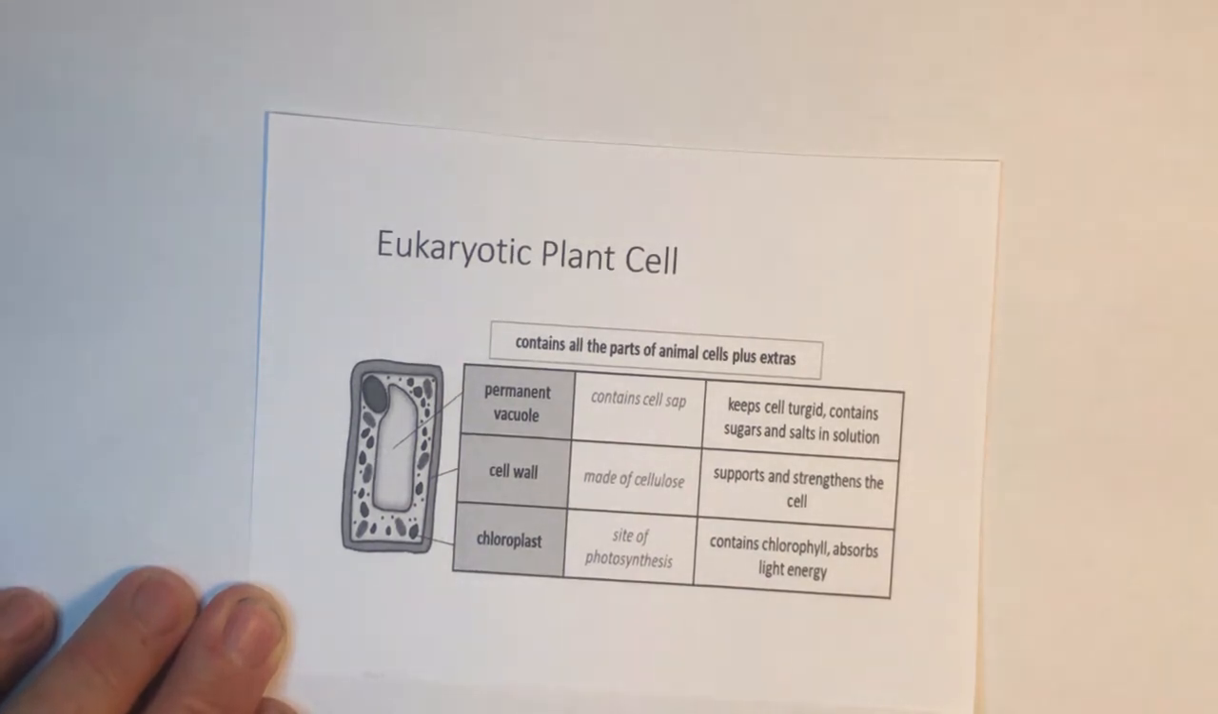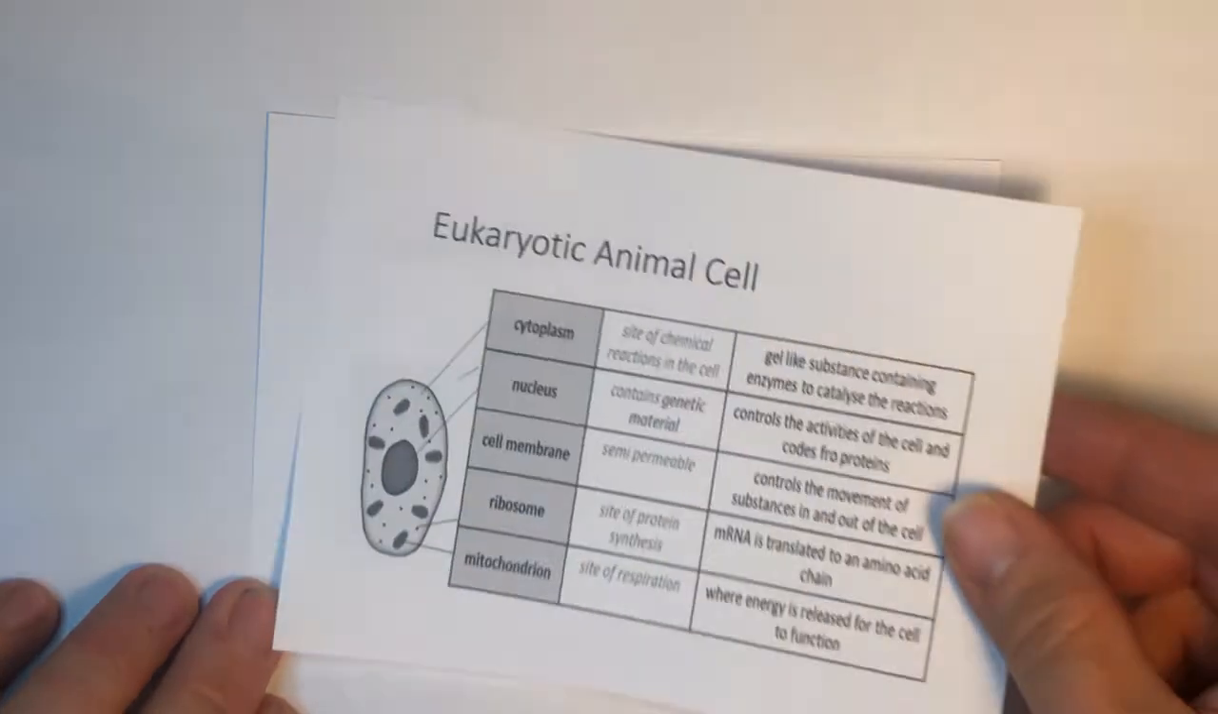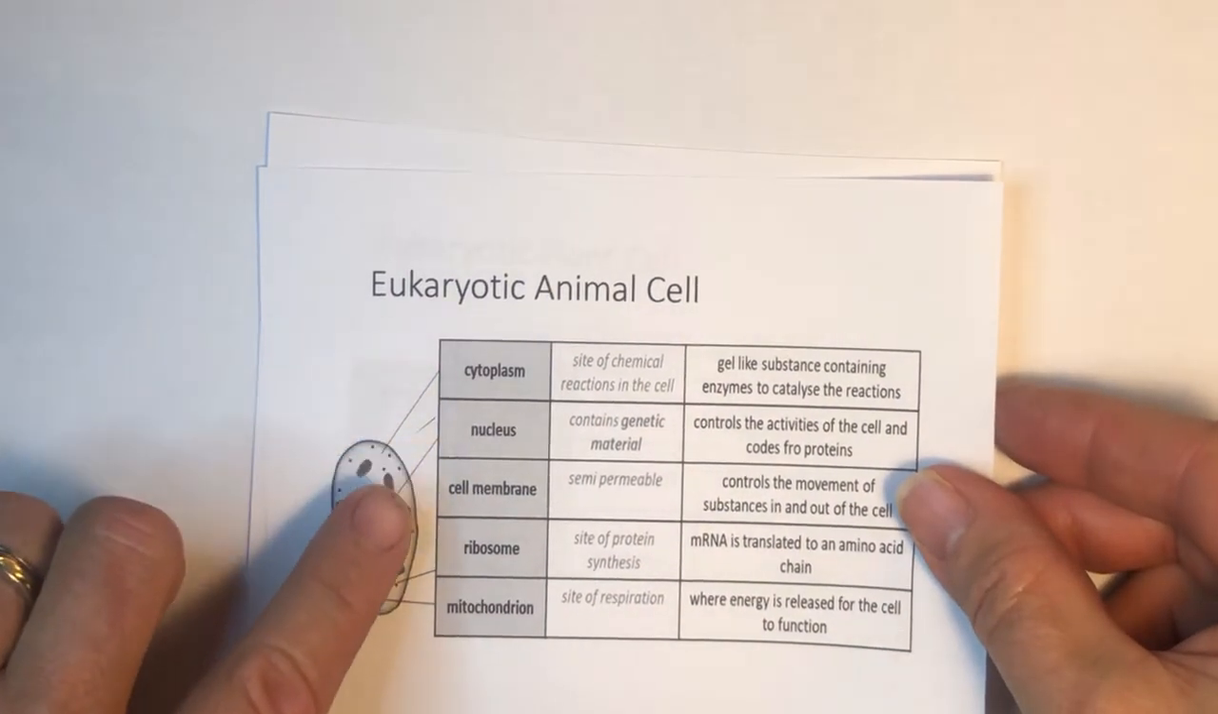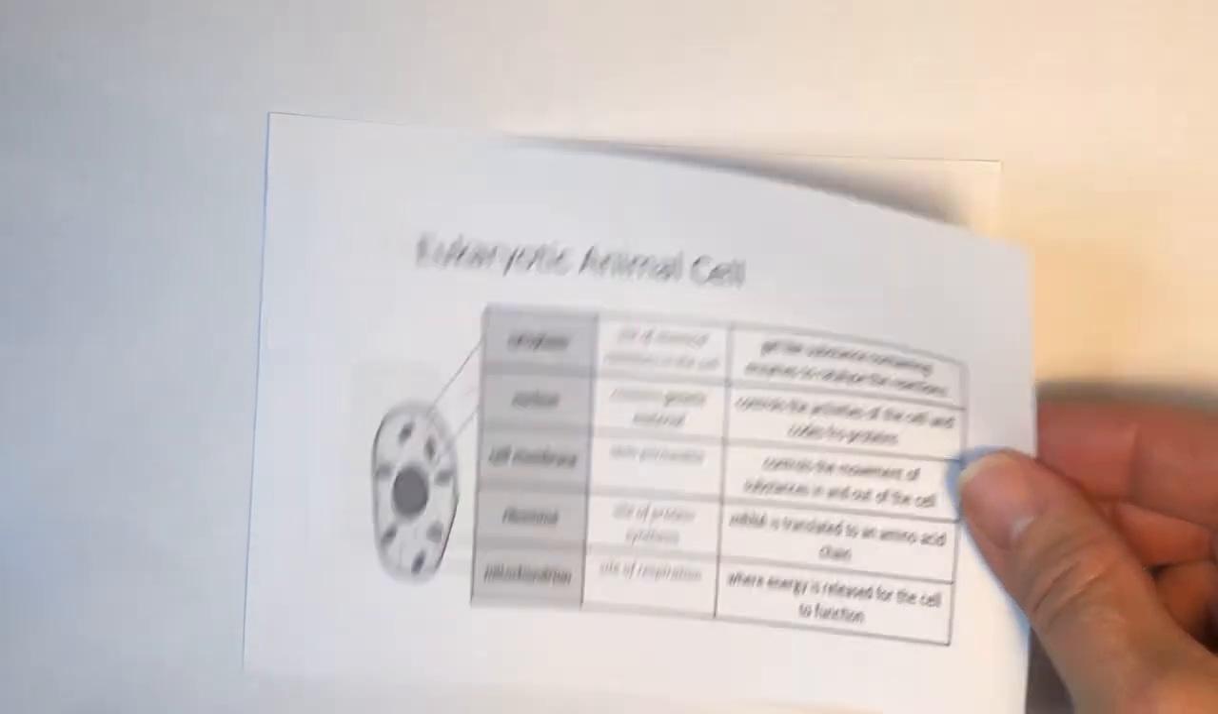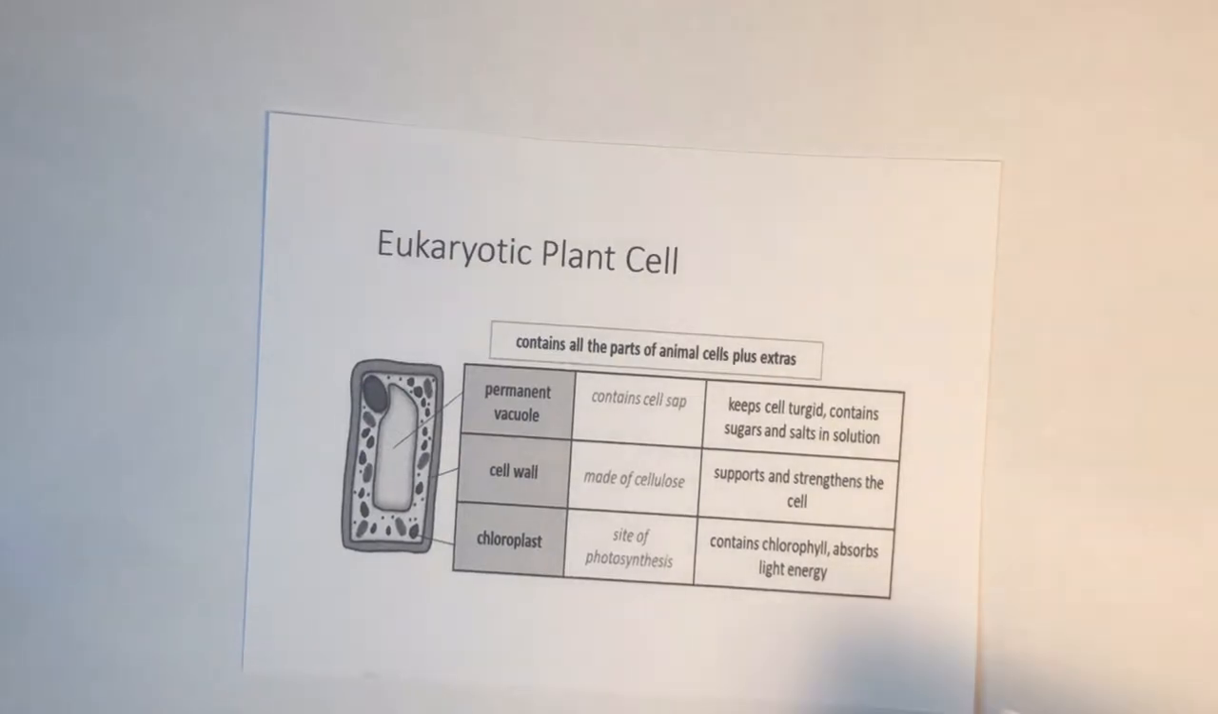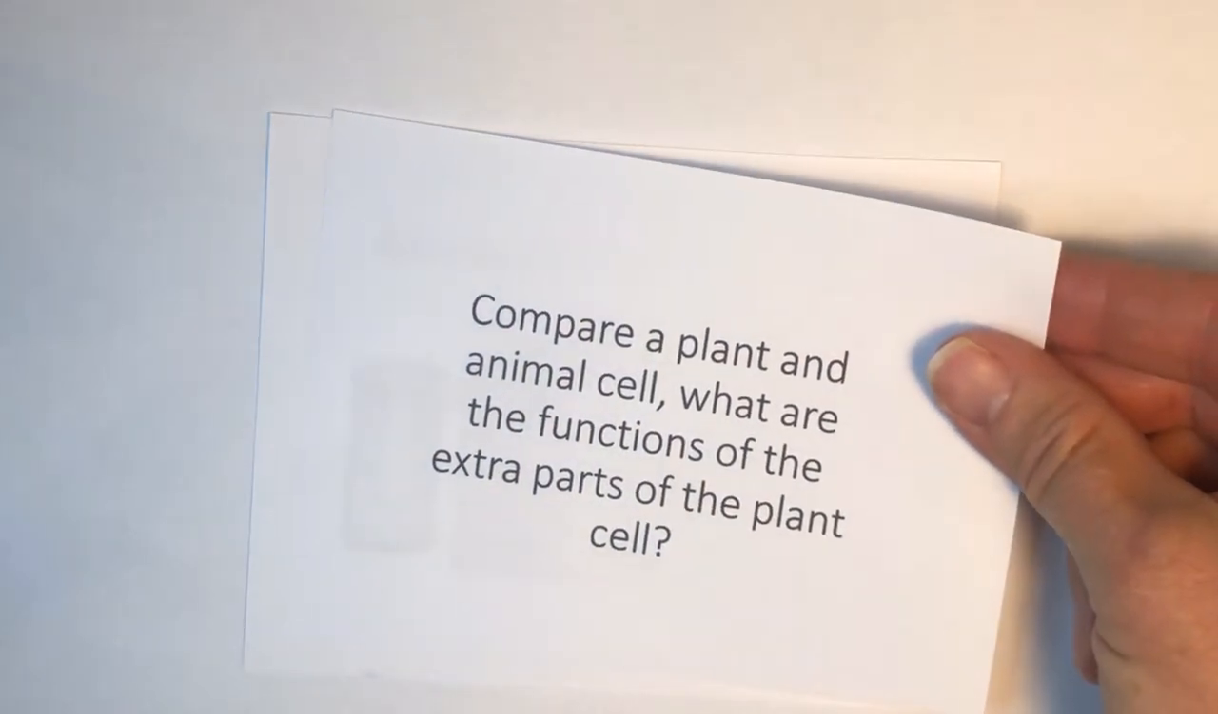plant cell. So to answer this, compare a plant and animal cell, you say that both types of eukaryotic cells, the animal and the plant cell, will contain cytoplasm, nucleus, cell membrane, ribosomes, and mitochondrion.